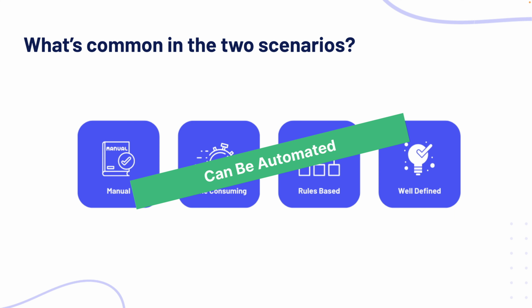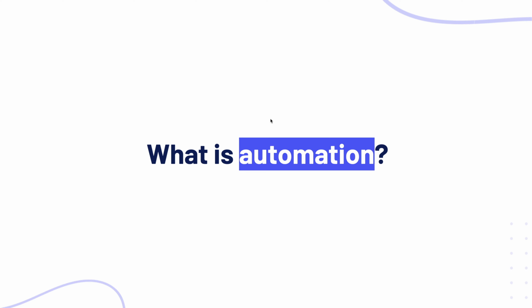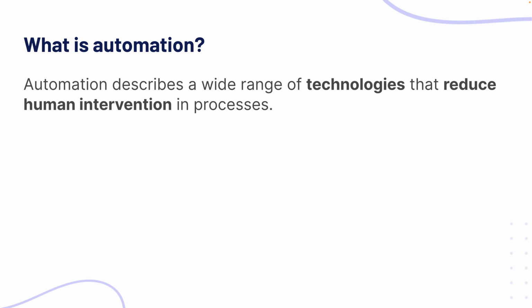So next, let's define what is automation. Now that we understand what a workflow is, let's formally define automation. We always throw this term around: hey, let's automate that, let's automate this, but what does it really mean? What does it really stand for? If you look at the formal definition, automation describes a wide range of technologies that reduce human intervention in processes. Tech that reduces human intervention in the processes. And it's not saying eliminating human intervention or eliminating the human aspect altogether. It is talking about reducing human intervention.